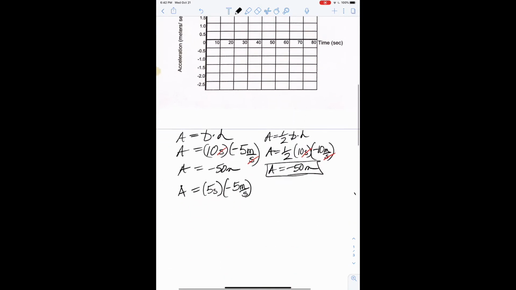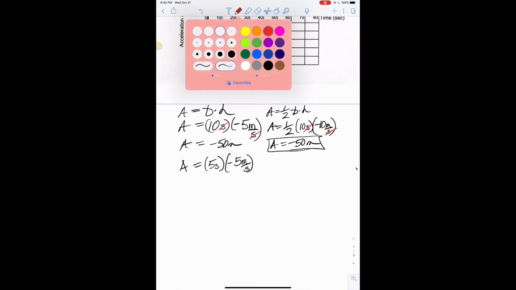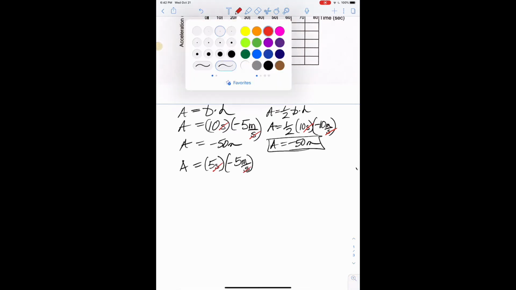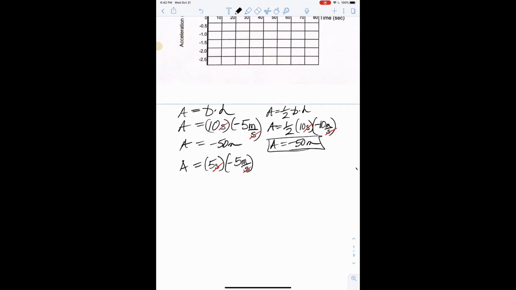And we can go ahead and cancel some units. Let's cancel those seconds. And we're left with, but this is a triangle, right? I got to watch my area formula. Ooh, that was close. Wouldn't be the first time I made a mistake on one of these problems.